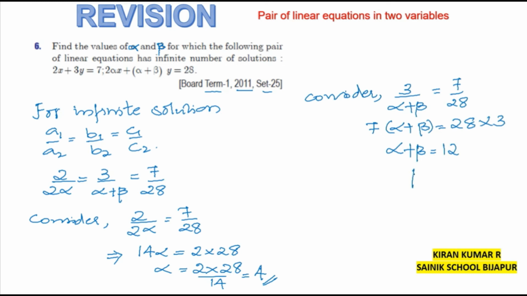Now the value of beta is 12 minus alpha. Alpha value we have found it as 4. Therefore, beta value is 8. So alpha is equal to 4 and beta is equal to 8 are the values of alpha and beta.